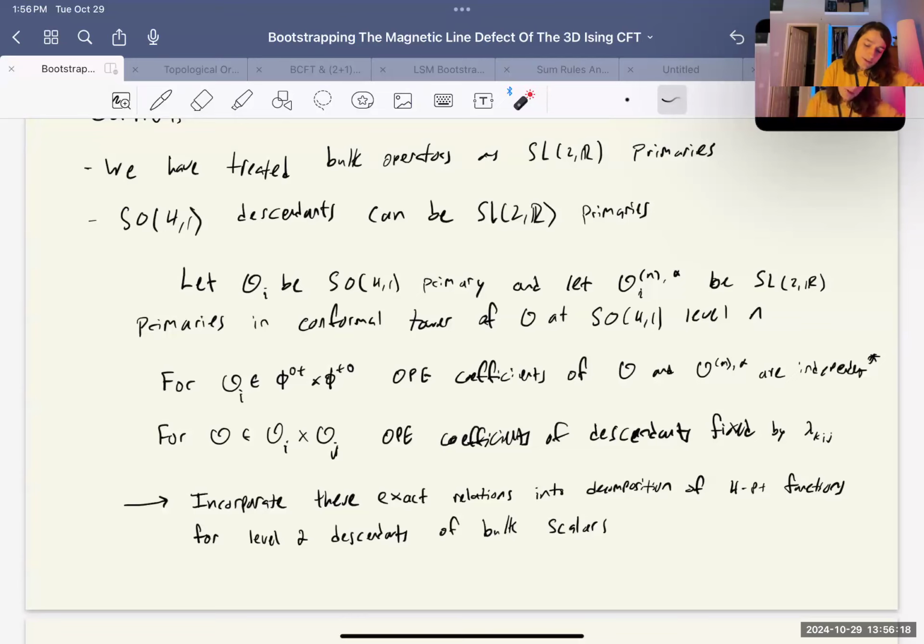But then when this O appears in the OPE of bulk operators, all of these descendants will have their OPE coefficients fixed by the bulk conformal symmetry. So we'll have a bunch of different ratios of OPE coefficients that are now known. And so something that we do is incorporate these different relations into the Bootstrap setup. And yeah, if people are curious after, we can talk about that.